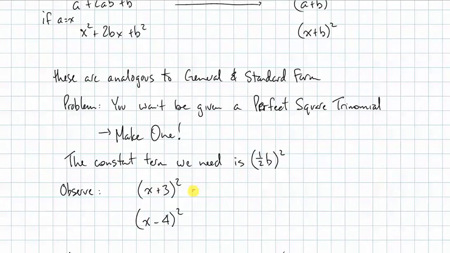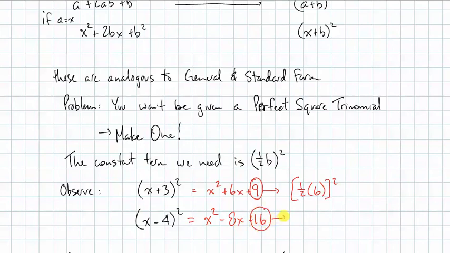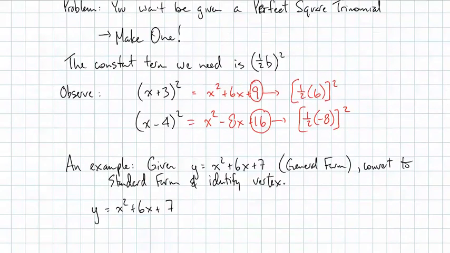Now watch these patterns here. This binomial square expands into this perfect square trinomial. Looking at the 9, 9 is half of the number 6, squared. Or this binomial square expands into this perfect square trinomial. How do I form 16? It's half of the number -8, squared. Now we're going to start from these and go in this direction, and the next problem is we're not actually going to get 9 and 16. We're going to have to craft them. So let's work through an example.